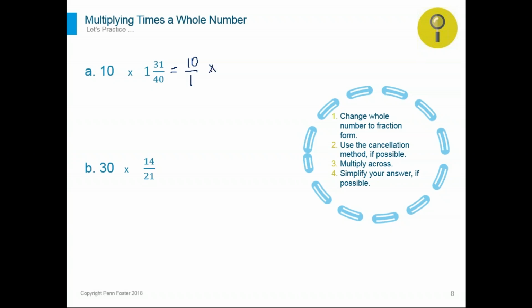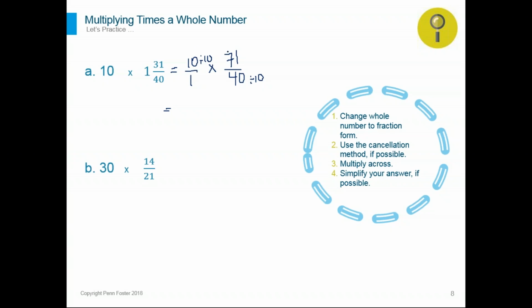10 over 1 times, I cannot keep this as is. We did see in the previous set of questions, we have to change it to the improper fraction form. 1 times 40 is 40 plus 31 will give you 71 over 40. Now we can do the same exact process. Look at where you can eliminate things, over 10 and over 10. Rewrite the problem. So repeating all of the steps again. The only difference is if you have a whole number or mixed number in the question, you have to prepare the question before you do your cancellation steps and multiplying across.